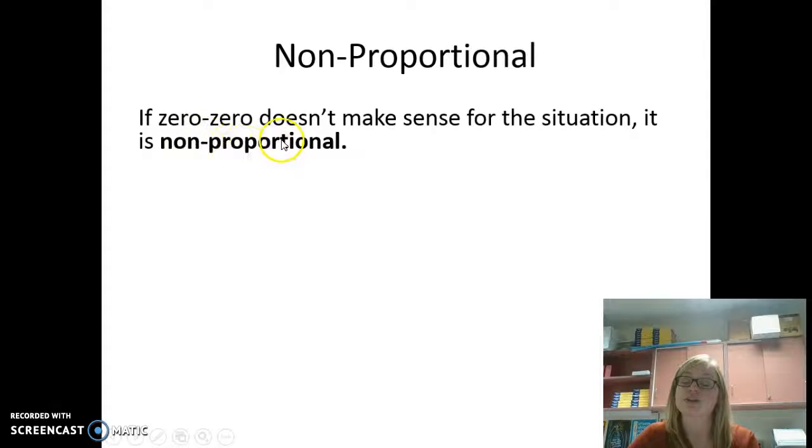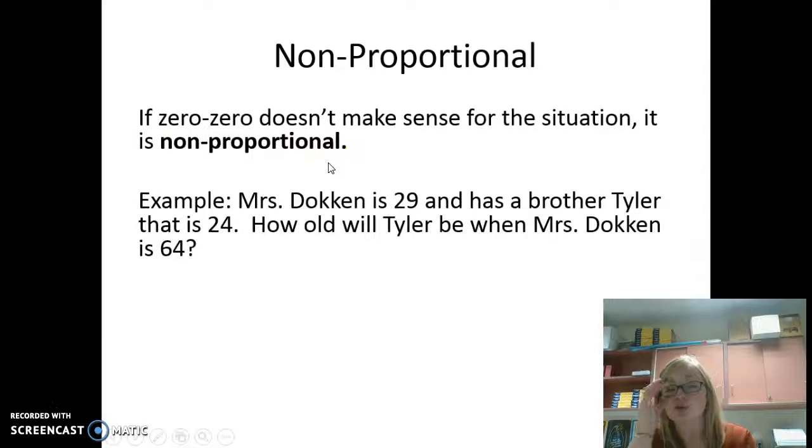Okay, if 0, 0 does not make sense, then the problem is non-proportional or not proportional. So for example, this was from a few years ago, but when I was 29, I had a brother that was 24. How old will Tyler be when I'm 64? Okay, so you're going to see this on your homework tonight. You're not answering this question. You're just saying, is this situation proportional or not?